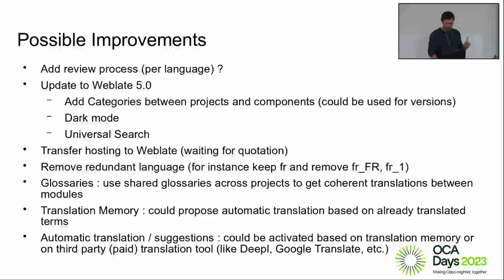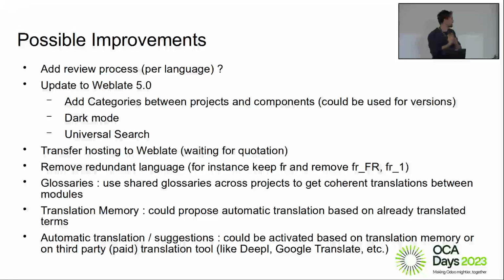And I wanted to conclude on possible improvements. So we discussed already adding a review process that could be done per language. Also, there is a new version that has been issued in August this year, Weblate 5. And one thing that could be interesting for us is that they have added a new level, which is categories between projects and components. And so we could use categories for versions. So we could reduce by 6 or 7 the number of projects by having only one project per repo, and then having categories inside with the versions.